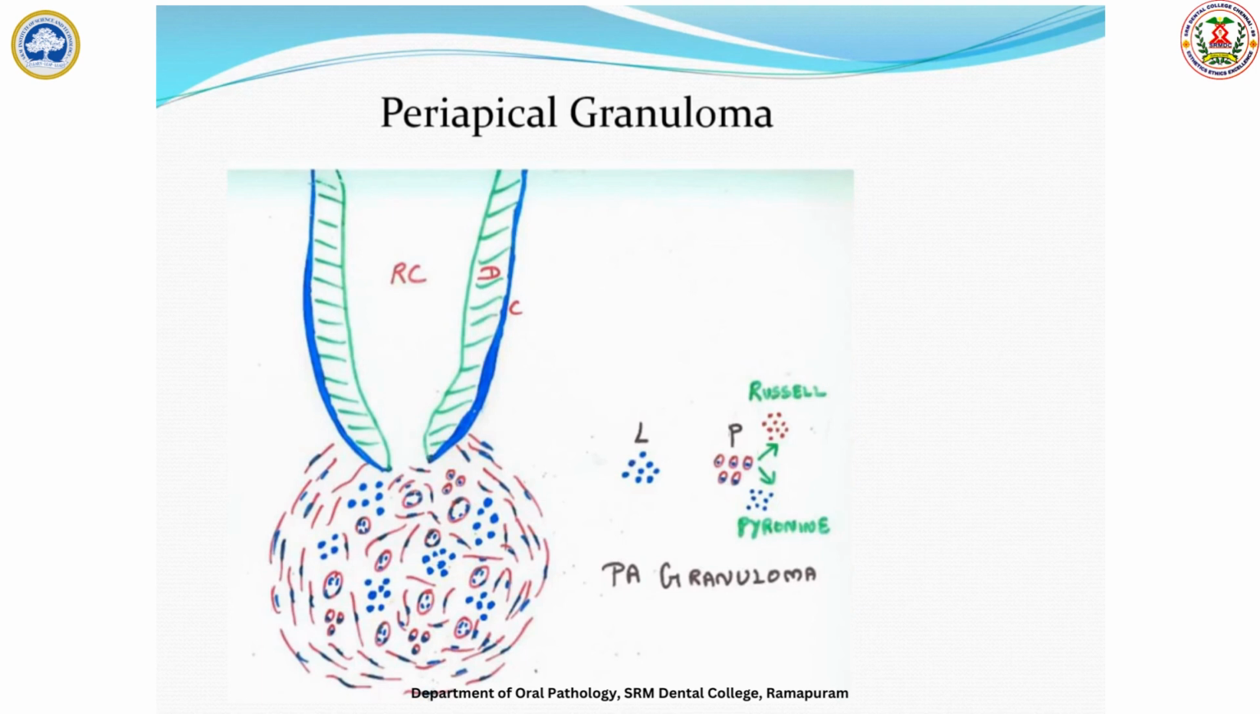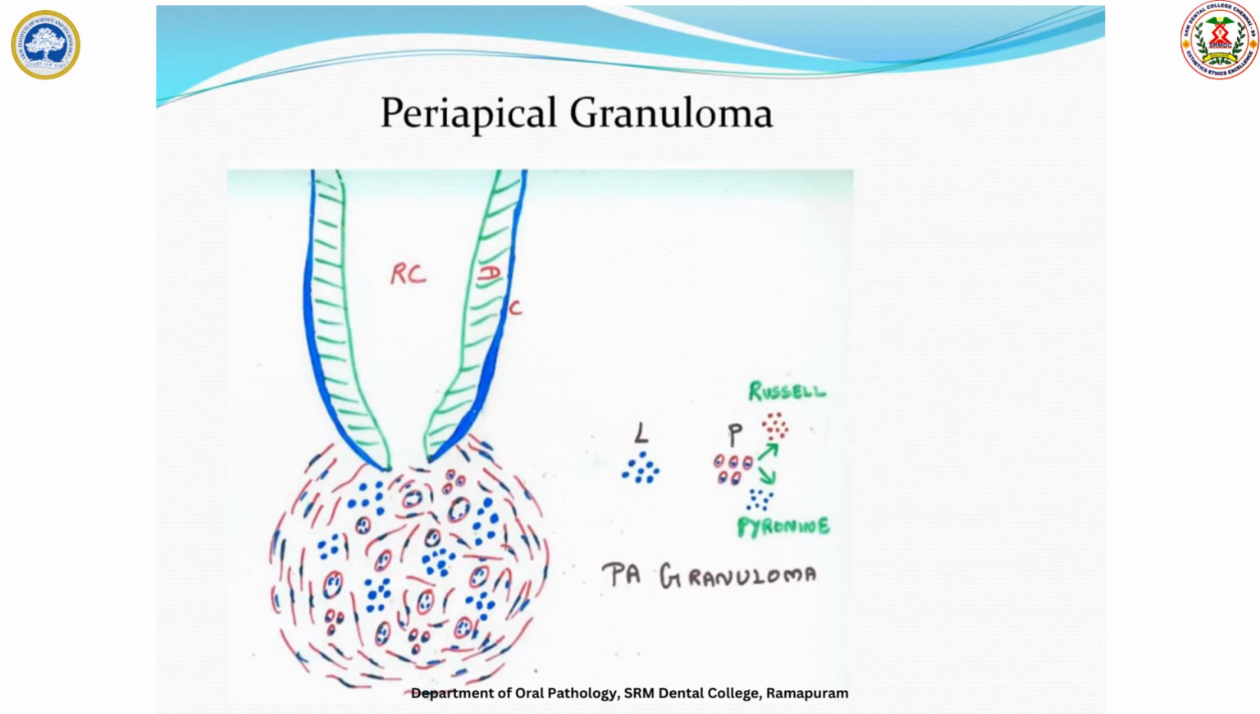So periapical granuloma is a chronic condition, usually asymptomatic. It is seen in relation to the apex of the tooth. The present picture shows the periapical granuloma, and it usually consists of lymphocytes and plasma cells. Plasma cells, if more, is called an immune granuloma, less means non-immune granuloma. Usually plasma cells will secrete some immunoglobulin molecules that are seen outside the plasma cell. They are called Russell bodies or pyronin bodies.